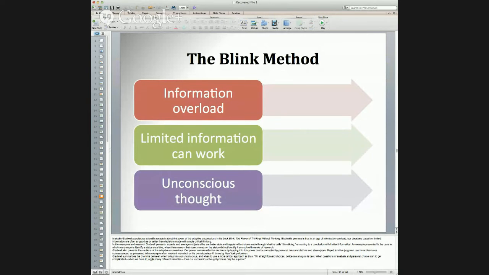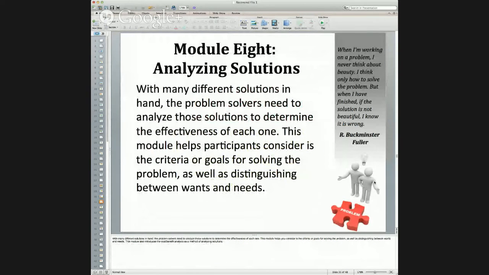Gladwell summarizes the dilemma between when to tap into our unconscious and when to use a more critical approach, thus: on straightforward choices, deliberate analysis is best. When questions of analysis and personal choice start to get complicated, when we have to juggle many different variables, then our unconscious thought process may be superior. And that is where Module 8 comes in, analyzing solutions.